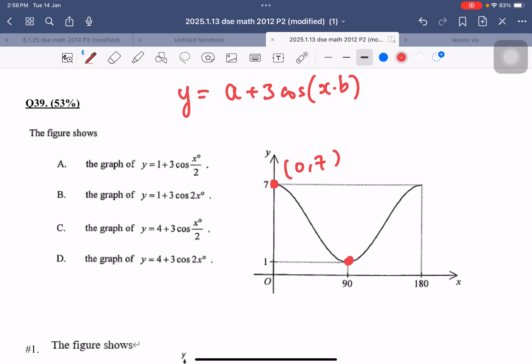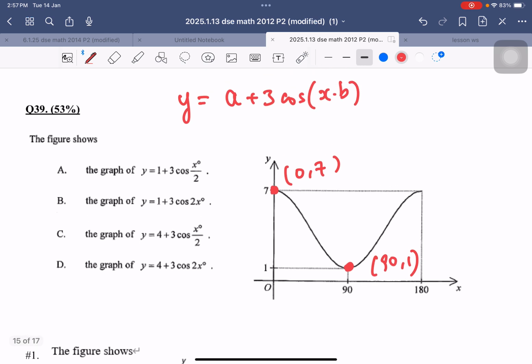What's the answer here? 91. Okay, so we have 91. When we have the point and the equation, we just put it back in. It's a very easy question to do. Okay, so now for the first one, we can substitute. We substitute 0, 7 into the equation.